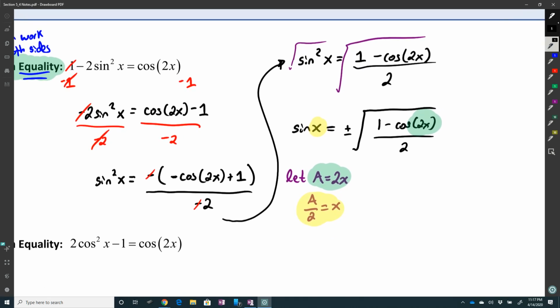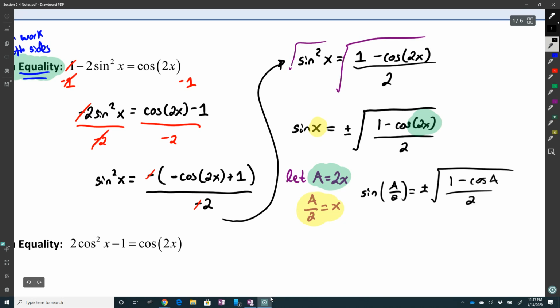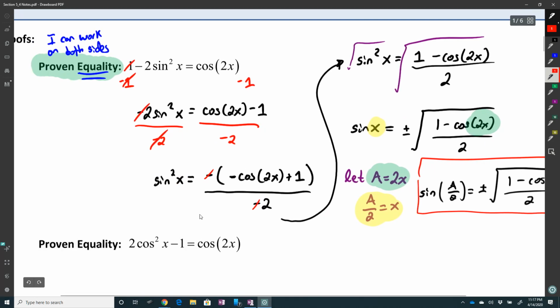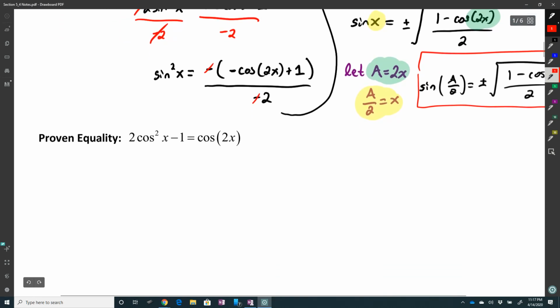But anyway, so rewriting this, we have sine of a over 2, basically the formula, equals plus or minus the square root of 1 minus cosine a over 2. And there you go. So it's just getting a 5.3 formula and just rewriting it. Same thing for this one.